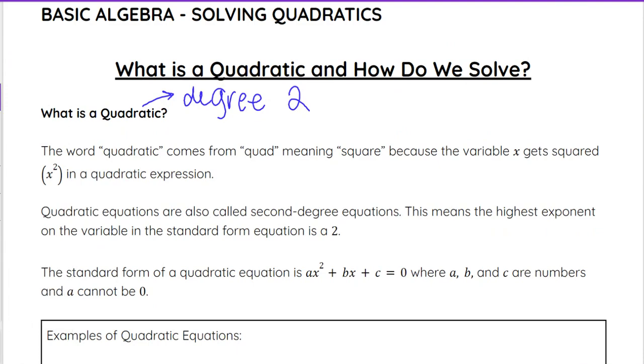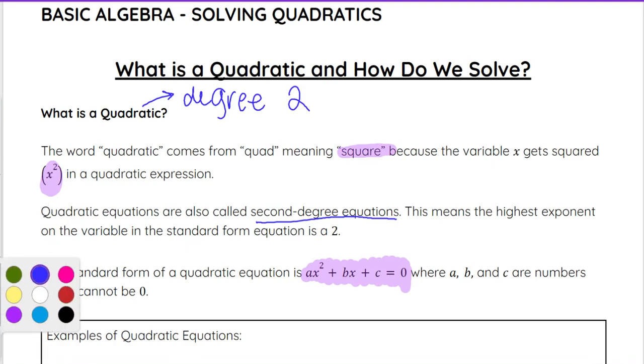Now, the word quadratic actually comes from quad, which means square. That's because the variable x gets squared in a quadratic expression, or whatever variable is being used, but typically it is an x. So x squared is going to be the highest exponent. 2 is going to be the highest exponent on a variable in a quadratic equation. Again, that is a second degree equation because an exponent of 2 is the highest exponent on any variable. Now, the standard form of a quadratic equation is ax squared plus bx plus c equals 0, where a, b, and c are numbers, and a cannot be 0.